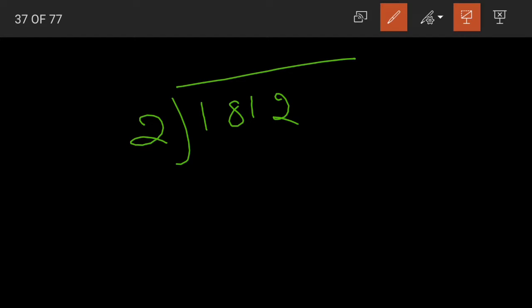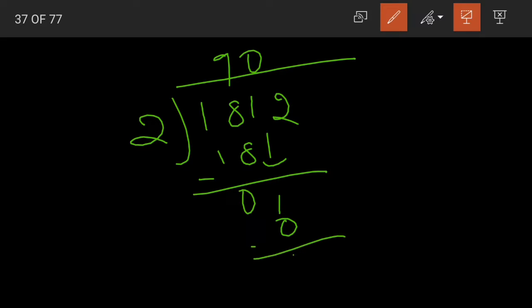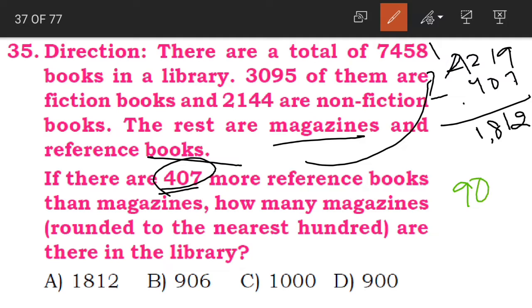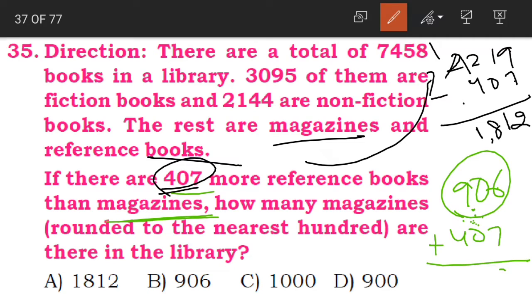Now divide it equally. 2 nines are 18. 1 brought down. Now 1 does not go, so I am writing 0 here. Now 2 brought down, 12. 2 sixes are 12. What is the answer, children? 906. Now what is this 906? 906 is the equal number. 906 here is the magazines. Now when you add the extra 407 to it, 6 plus 7 becomes 13, 1 and 13. 1313 becomes the number of reference books.